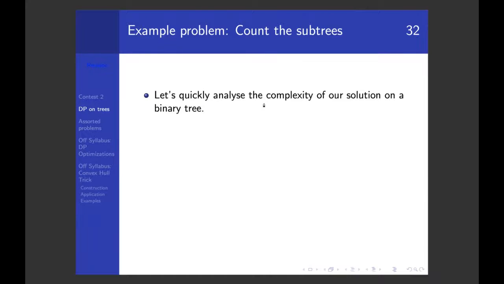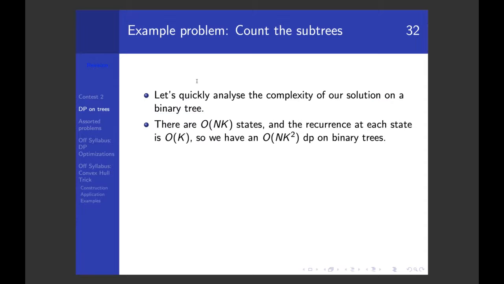But let's quickly analyze the complexity of this idea on a binary tree. To recall, our state is the node we're at and the size of our subtree. Our recurrence is to consider all the ways to distribute k minus 1 nodes among our two children. There are k of these. Add them all together. Now there are order nk states, n nodes and k sizes, and the recurrence is order k, which means you have an order n times k squared dp on binary trees.